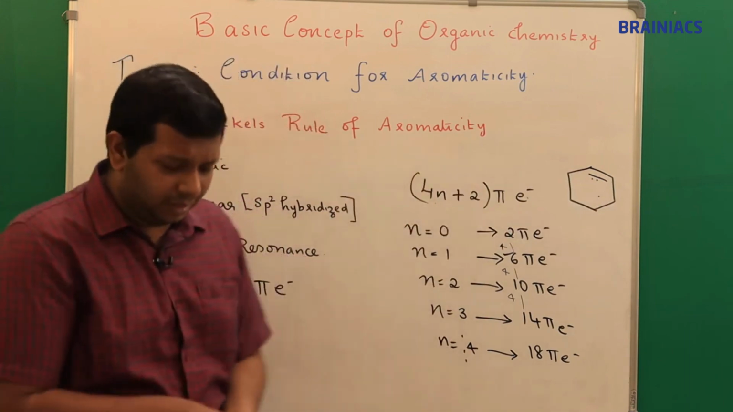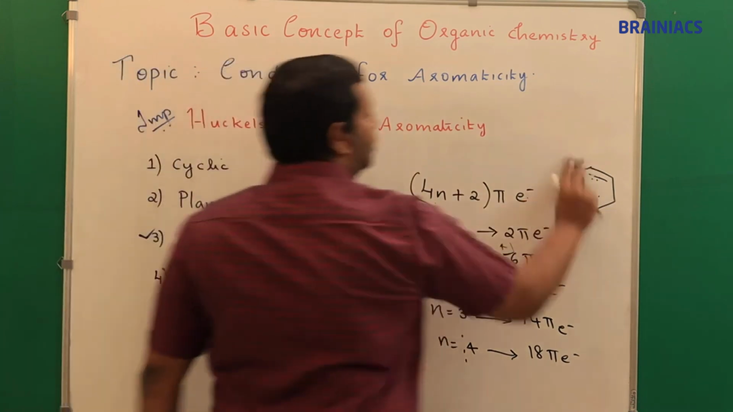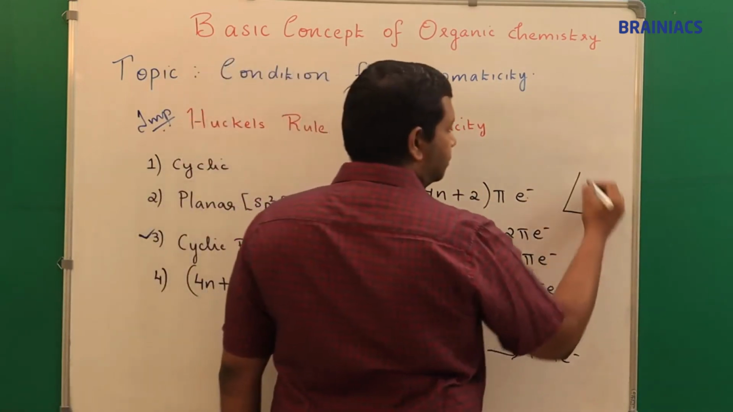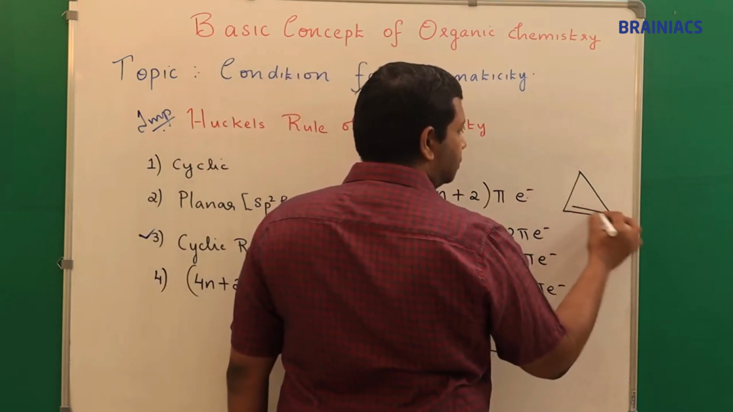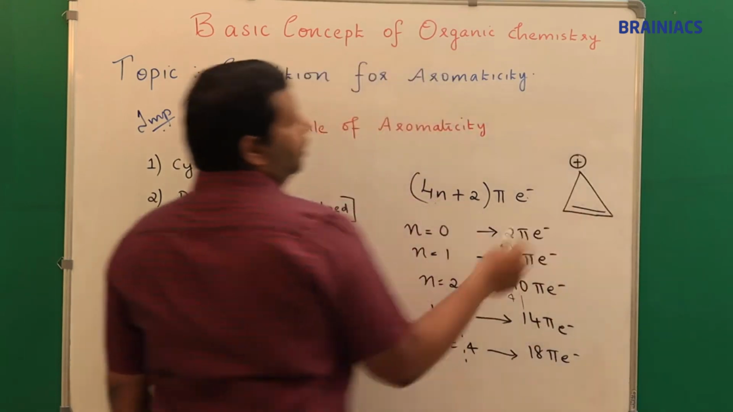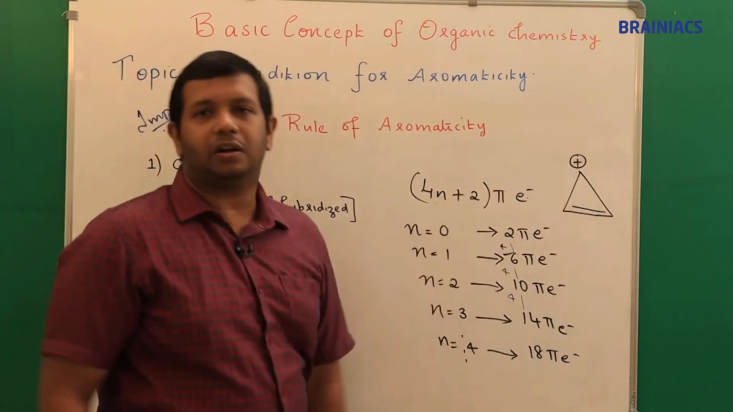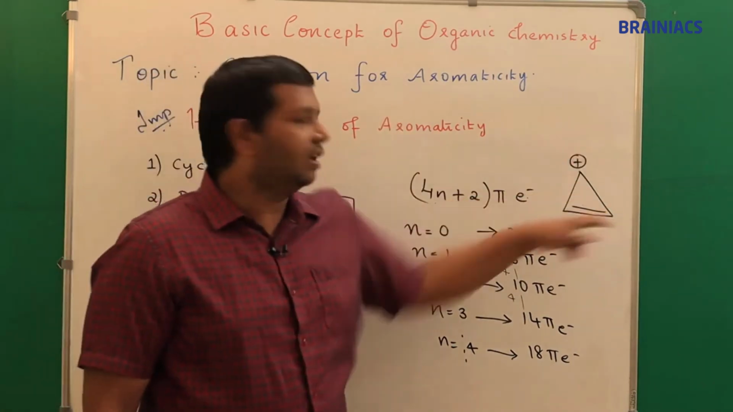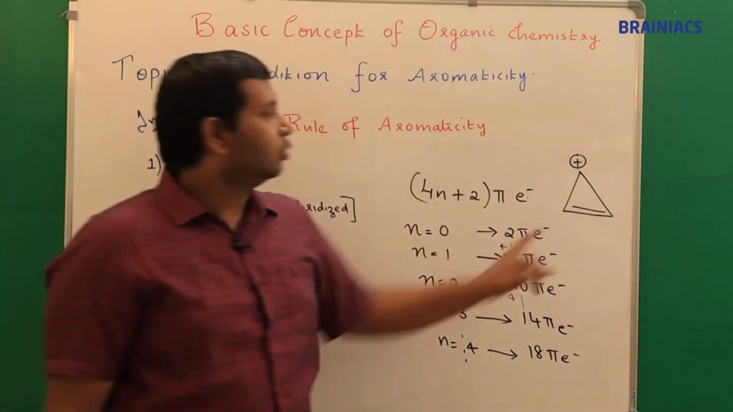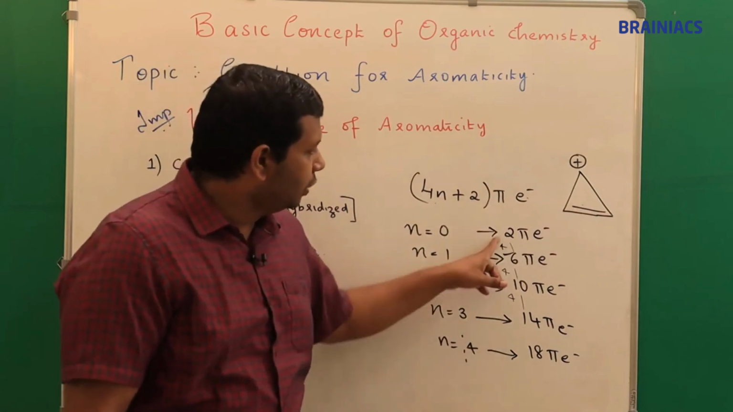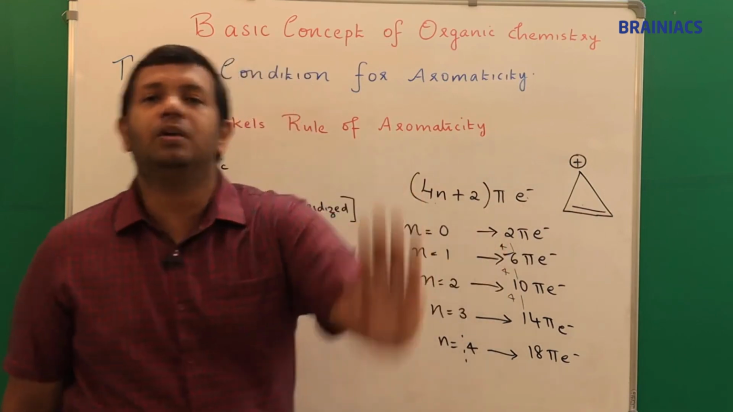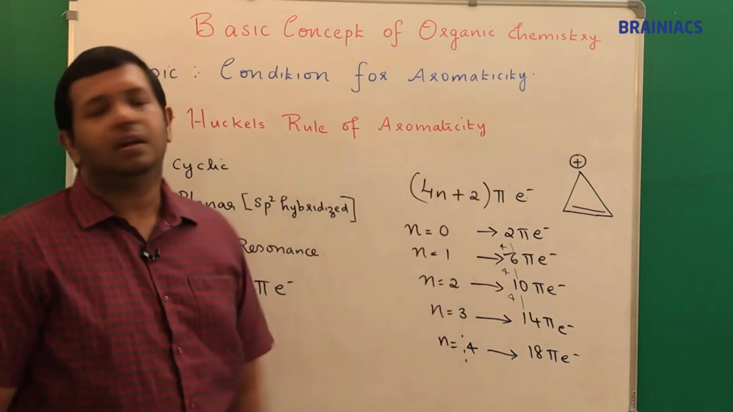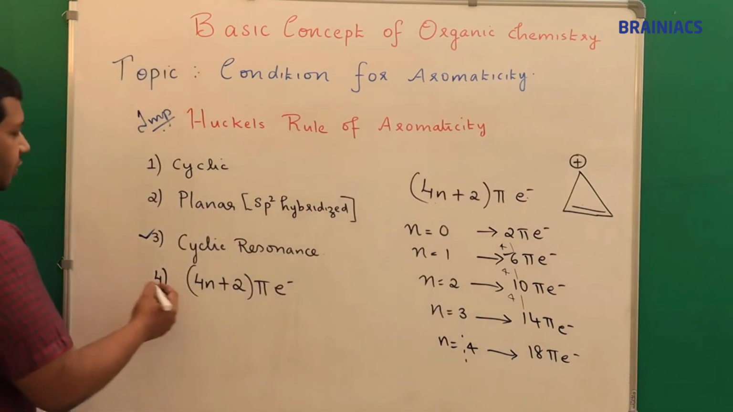I can give you one more example to understand this. Check about this condition. Here I want to check the 4n plus 2 pi electron rule. Tell me how many pi electrons are there. 1 pi bond is there, which means 2 electrons. Are any other electrons entering into resonance? No. So only 2 electrons. I will check the number 2 here. Yes, 2 is present here. That means it is following the 4n plus 2 pi electron rule. This is how simple it is to check whether the rule is followed or not.